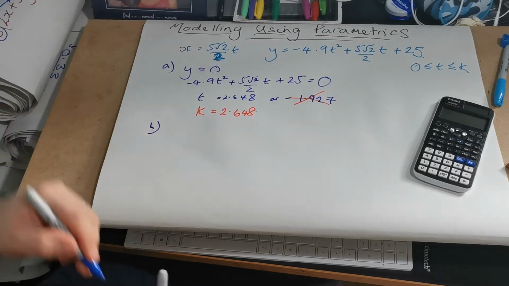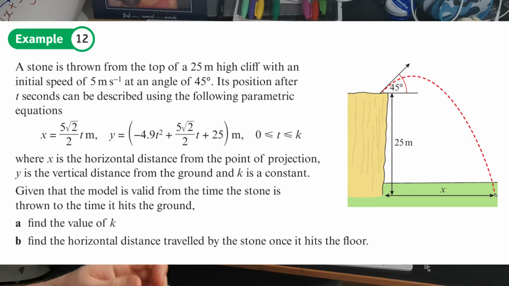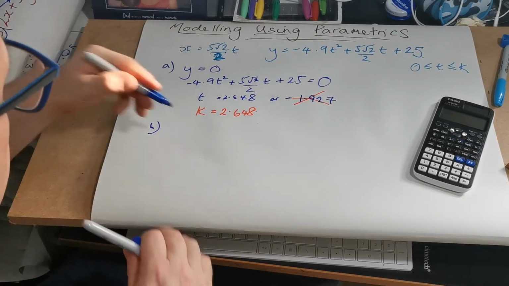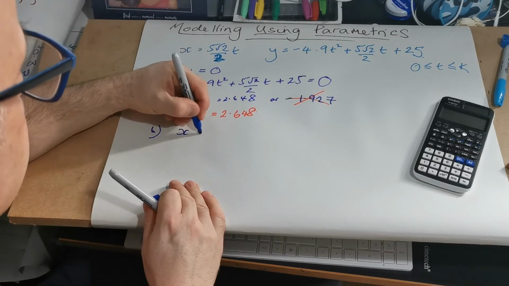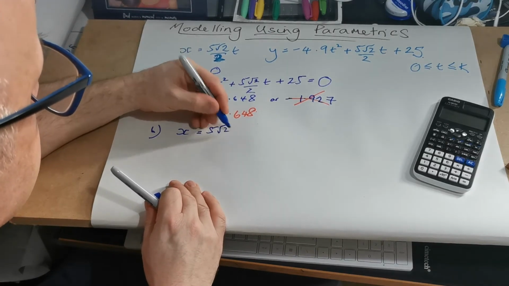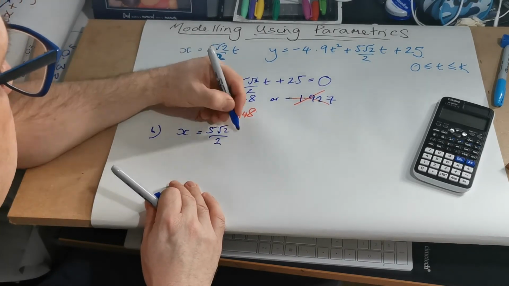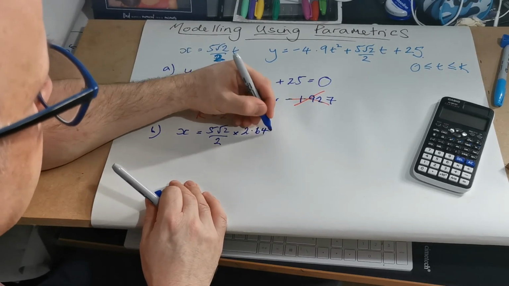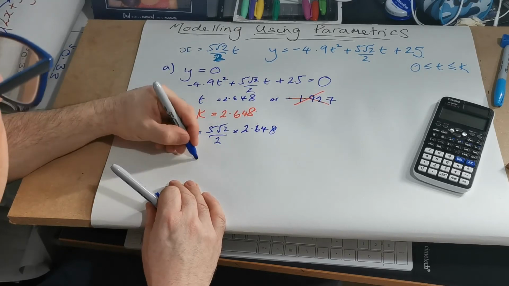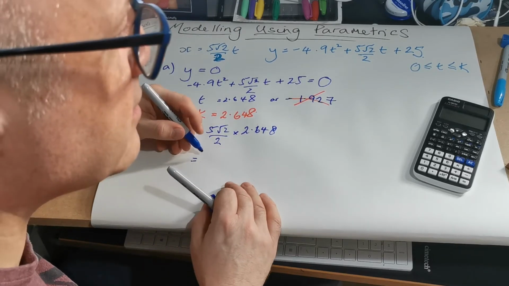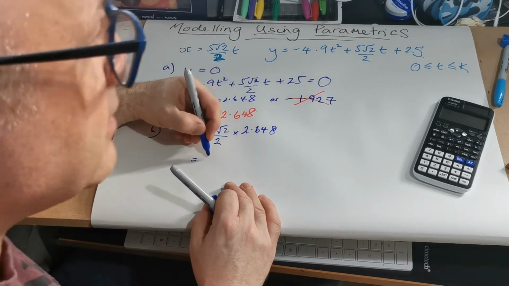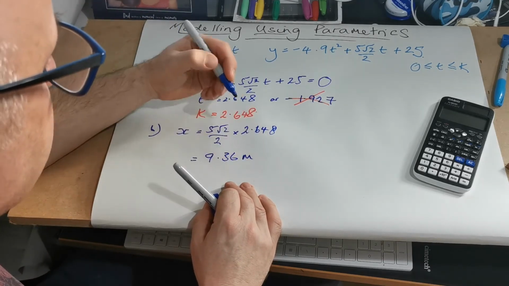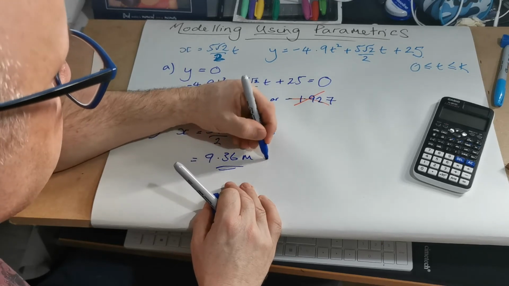Right, part B says, find the horizontal distance travelled by the stone once it hits the floor. So we're looking back to the formula x equals 5 root 2 over 2 times time. Well, our time is 2.648, and putting that together I would get that it's travelled 9.36 metres to 3 significant figures.